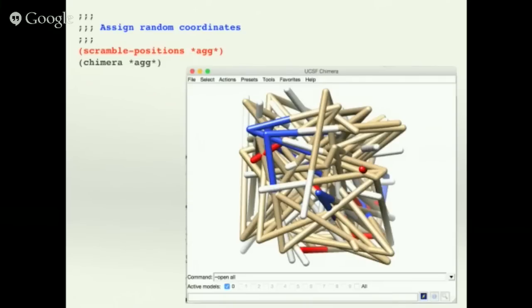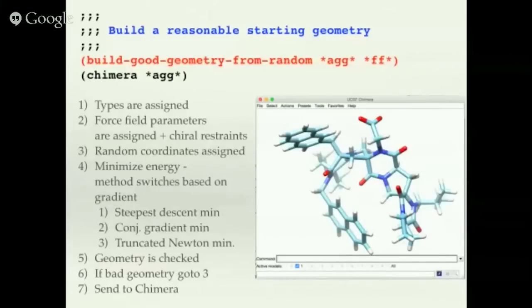I send it to this program Chimera, which is developed up at UCSF to render molecules. And then I want a 3-dimensional structure. I just say, well, build good geometry from random coordinates. Okay, so give it the molecule I built and the force field. What it does is it automatically assigns types. It automatically assigns force field parameters and chiral restraints based on the stereochemistry I told it. Then it minimizes the energy, and as it gets closer to the solution, it switches between these 3 different methods.